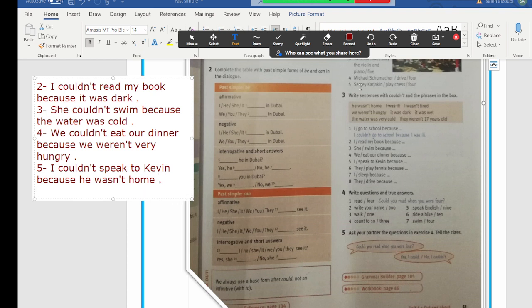The last one, I think. No, number 6. They couldn't play tennis because the weather was very cold. I think it was wet, yes, it was wet.